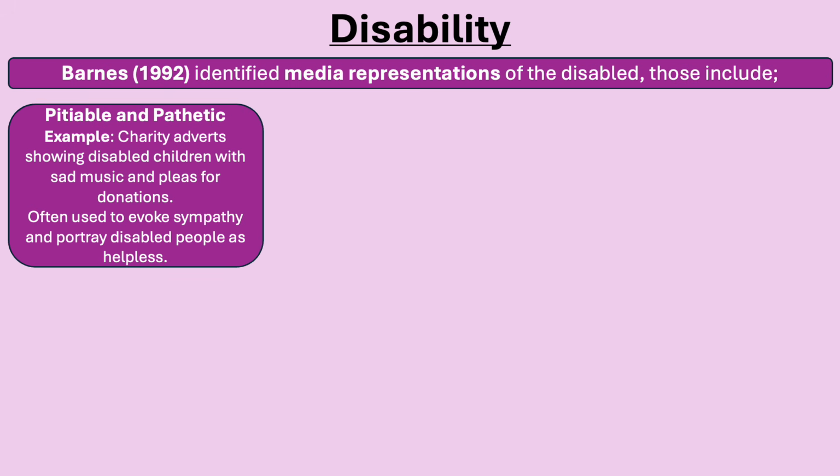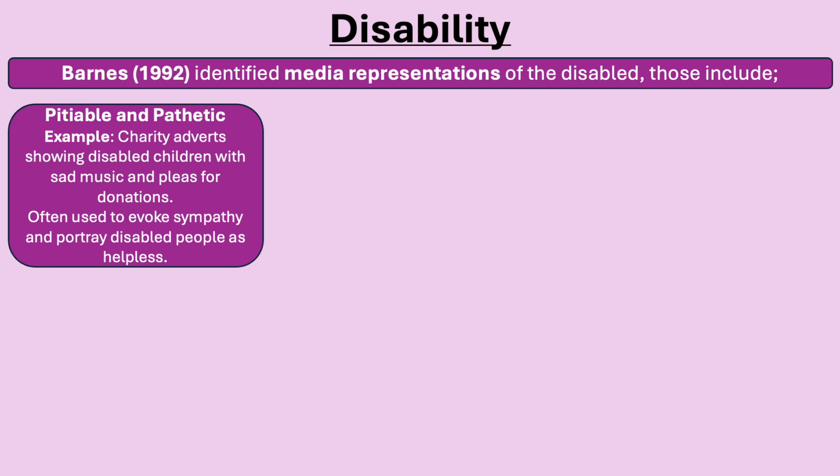Our next representation is disability. So Barnes identified media representations of the disabled. Those included pitiable and pathetic, for example, charity adverts showing disabled children with sad music and pleas for donations.